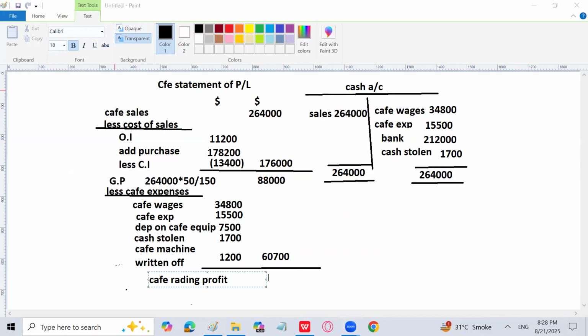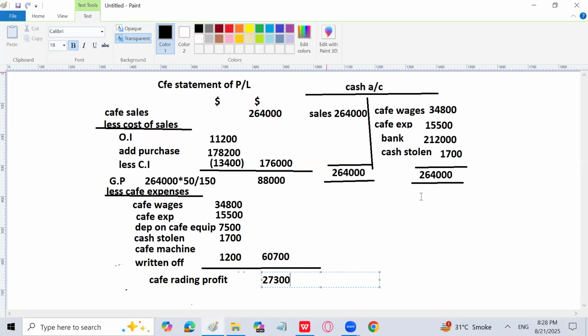Okay, so the profit is 88,000 minus 60,700. So let me calculate 88,000 minus 60,700. So 27,300 is the cafe trading profit.